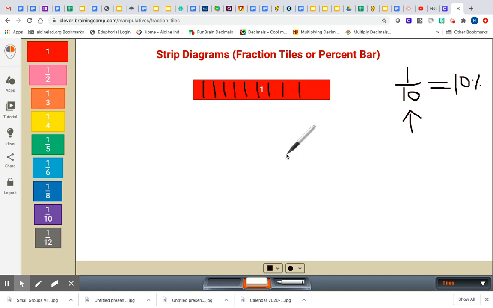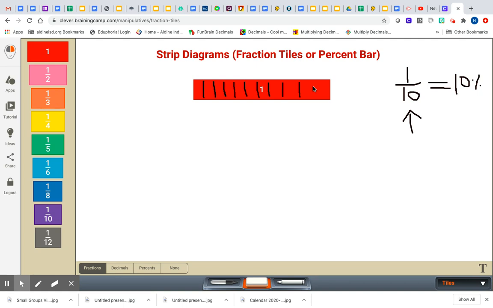So they're not all the way even, but let's count them and make sure we have 10 pieces, because that's really what's most important. So 1, 2, 3, 4, 5, 6, 7, 8, 9, 10. Yes, we have 10 pieces.